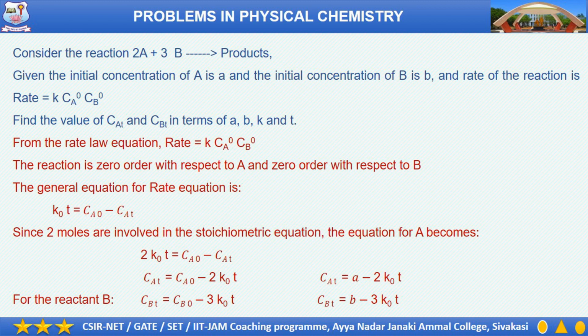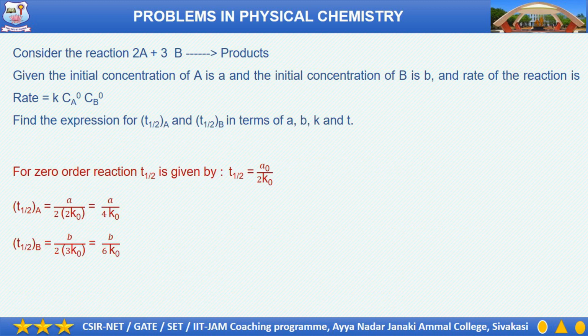Find the expression for t half for A and t half for B. For a zero order reaction, what is the t half given for a zero order reaction? For a zero order reaction, t half is given by A naught by 2 K naught. A naught by 2 K naught. That is if the stoichiometry is 1. If the stoichiometry is 2, the value would be slightly changed.